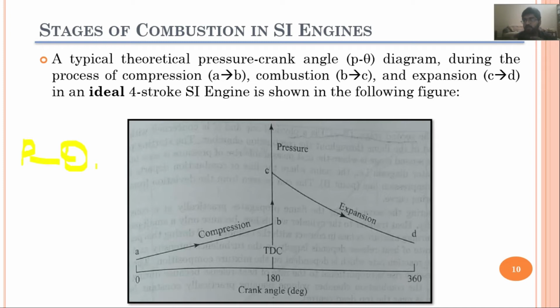For example, I'm talking about the intake stroke. The piston is moving from top dead center to bottom dead center.